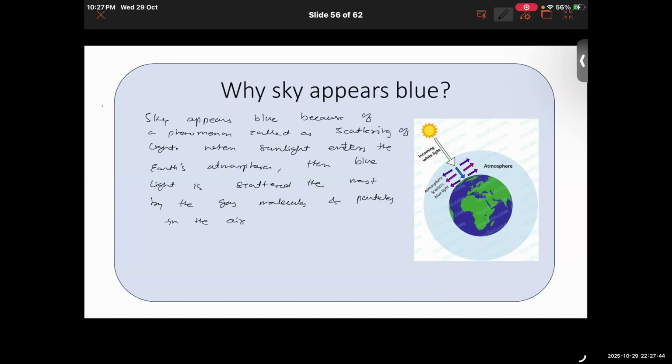So then blue light is scattered the most by the gas molecules and particles in the air. This leads to the blue appearance of the sky.